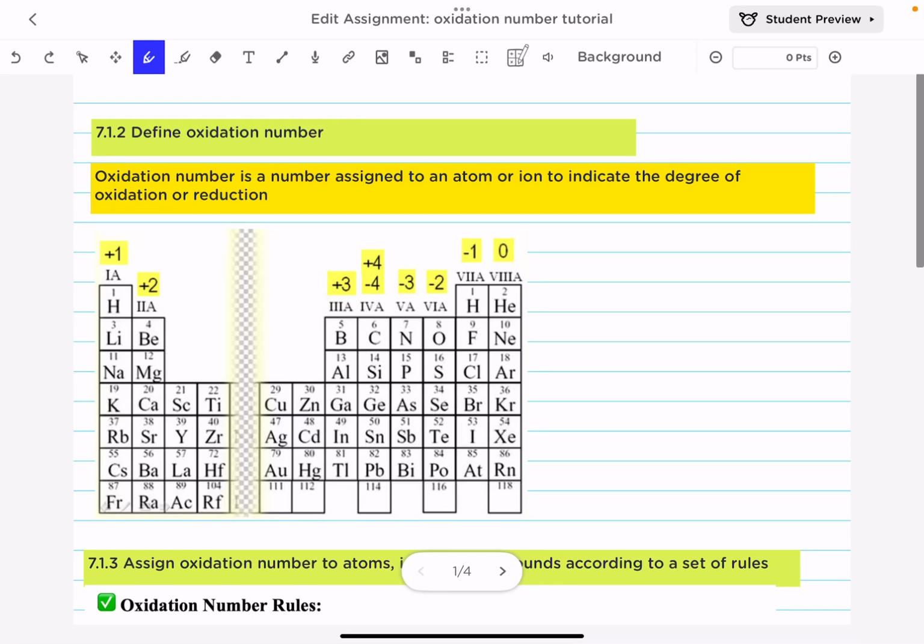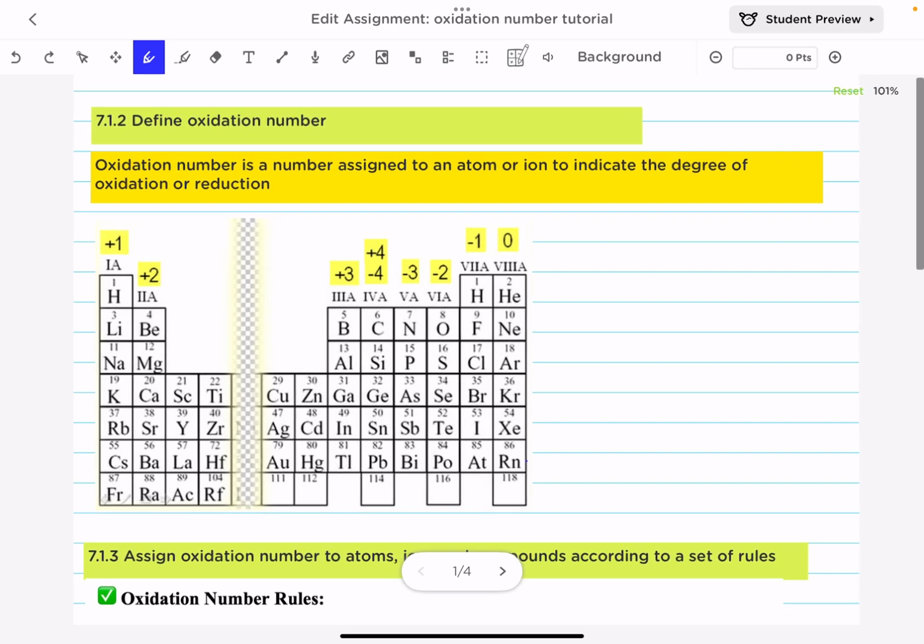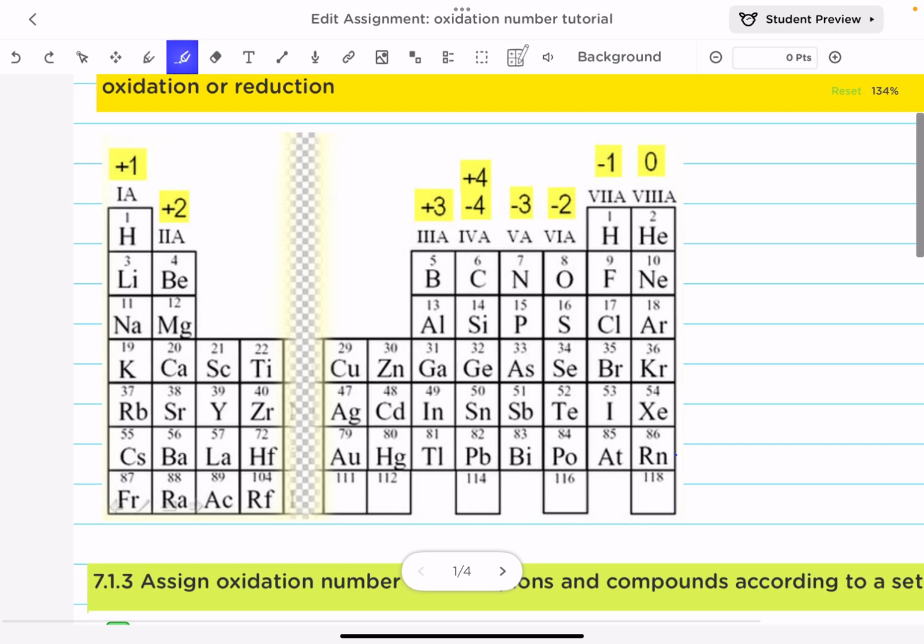In this tutorial, I will explain to you how to assign oxidation numbers to atoms or ions. There are some rules that we need to follow. First of all, in the periodic table, some groups will help you to recognize the oxidation number.